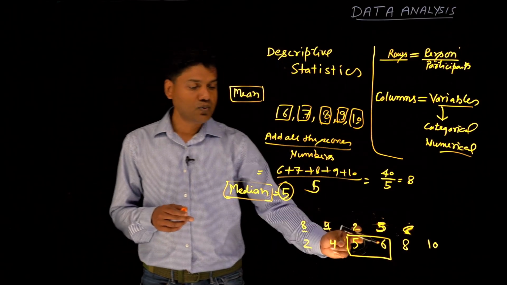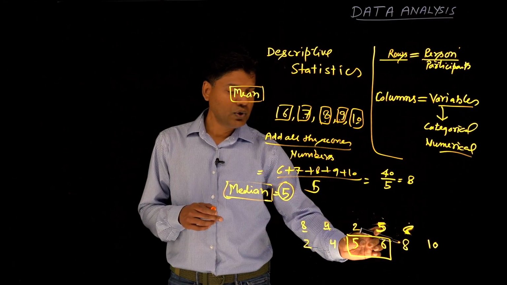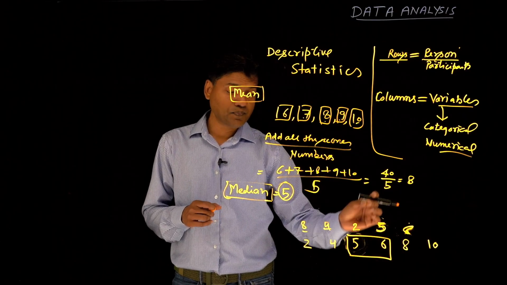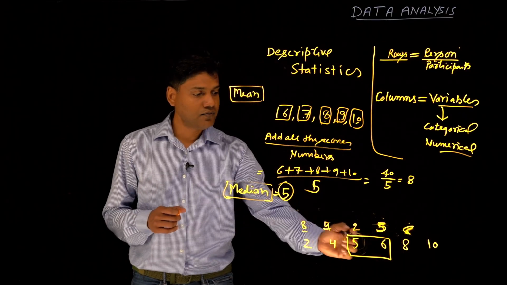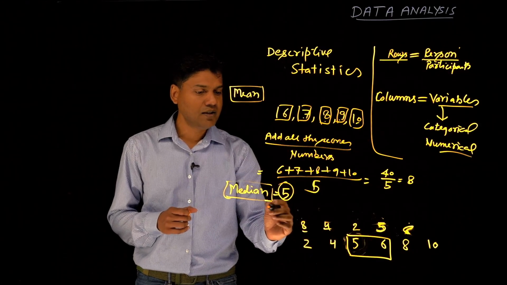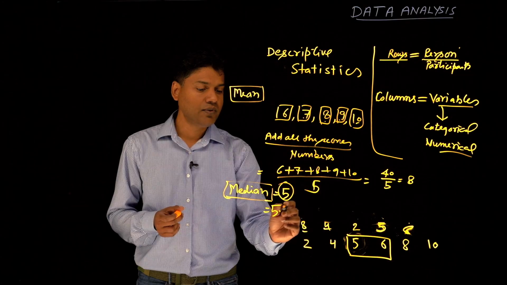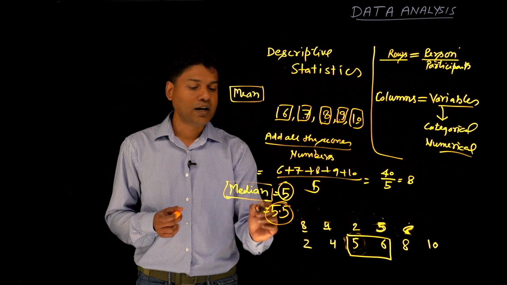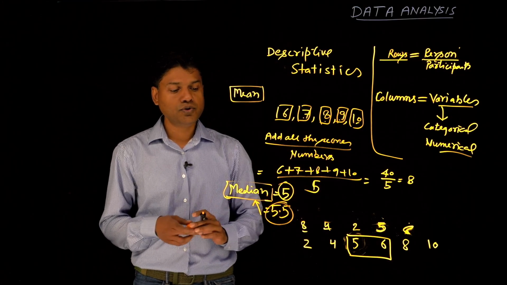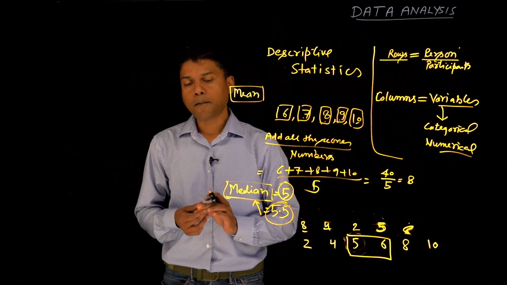So to calculate, what we do is take the central 2 values, add them and divide by 2. So kind of calculating an average. So 5 plus 6 is 11, and 11 divided by 2 will be 5.5. So our median is going to be 5.5.